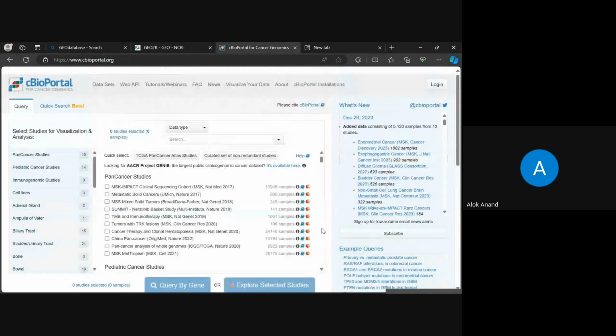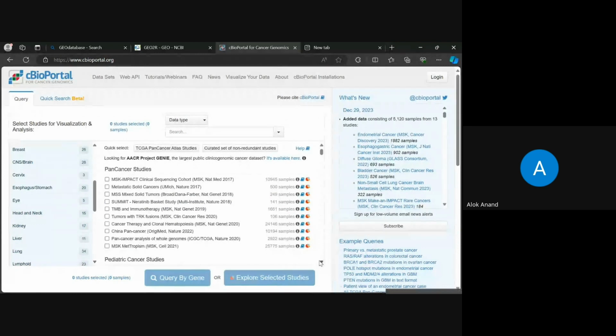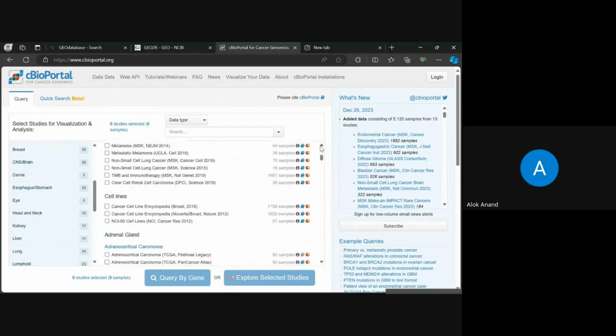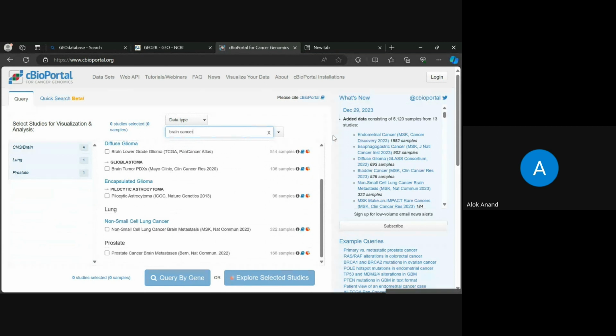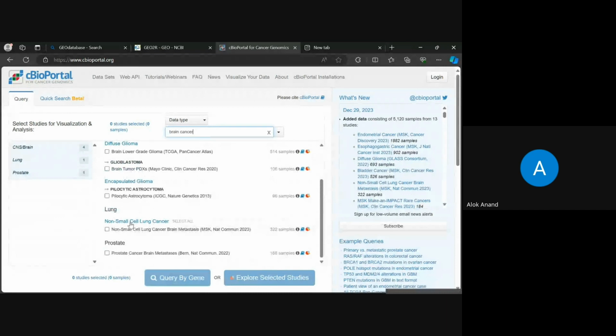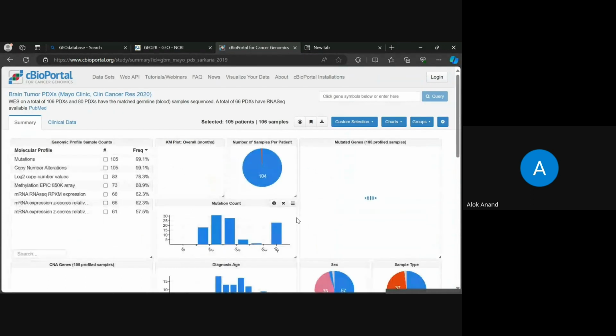See guys, a lot of data sets you will find here. Now suppose you are interested in brain cancer. We have got a few examples: non-small cell lung cancer, fine, not an issue. Glioblastoma. Let me click on this glioblastoma. Glioblastoma is a form of brain cancer. Explore selected study. Let's see.